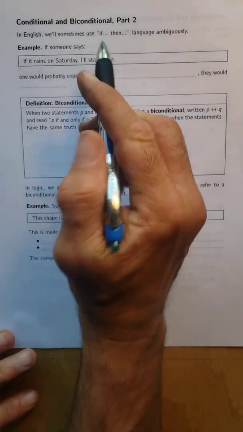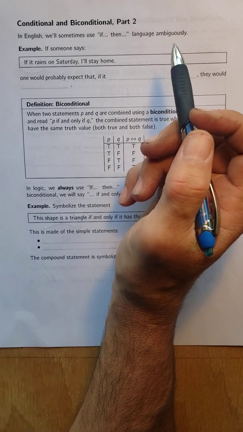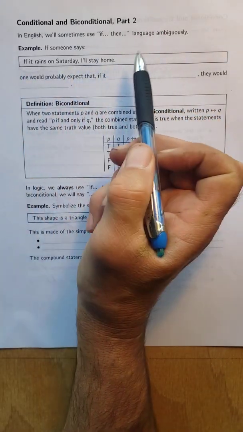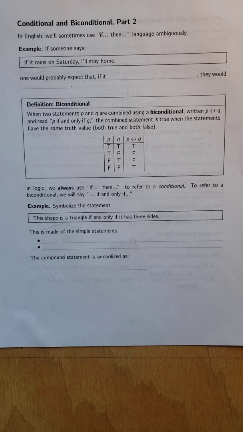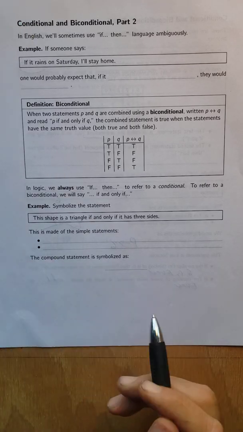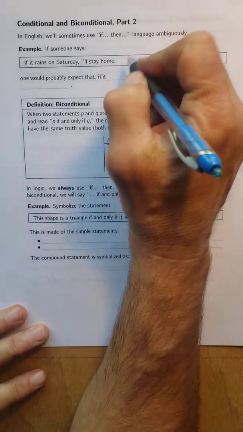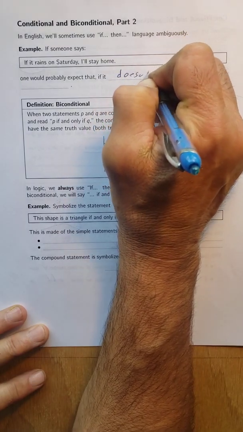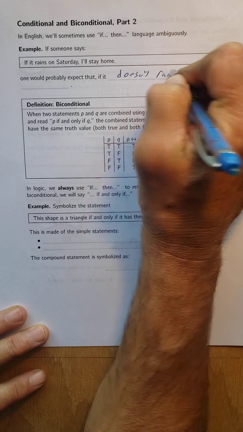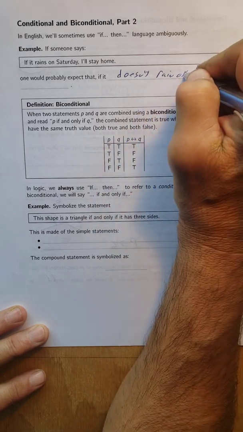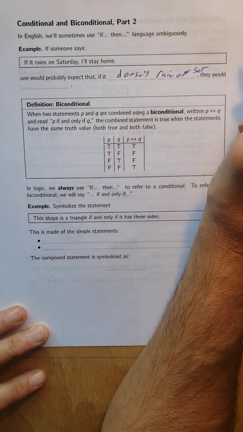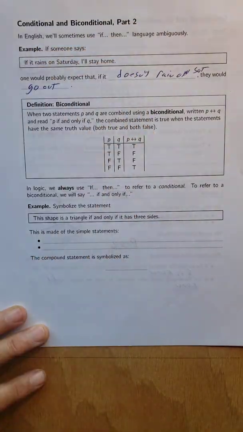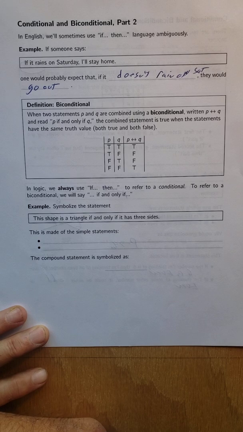A lot of times you're going to see if-then written a lot of different ways. If someone says, if it rains on Saturday, then I'll stay home. One would probably expect then that if it doesn't rain on Saturday, they would go out, which isn't necessarily true. Okay?